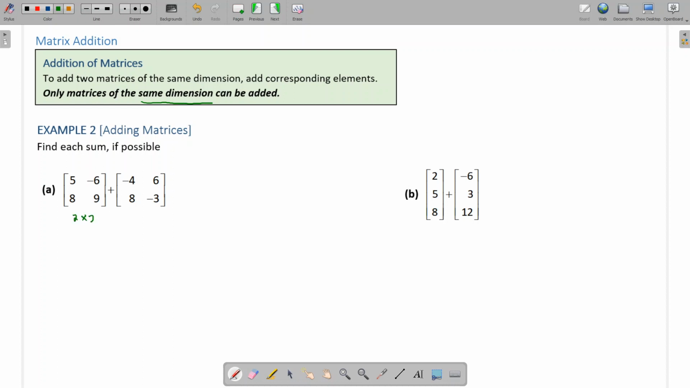So first thing to notice, these are both 2 by 2s, so we can actually add them together. So when we add them, we would get 5 plus a -4 in the first row, first column, -6 plus 6 in the first row, second column, then 8 plus 8, then 9 plus a -3. All right, then just simply add those components together. So we end up with 1, 0, 16, 6.